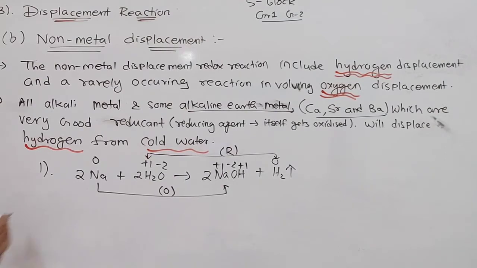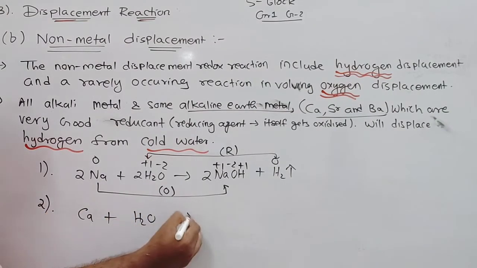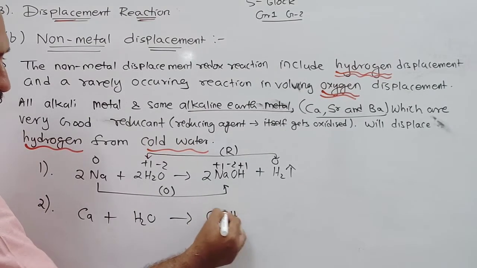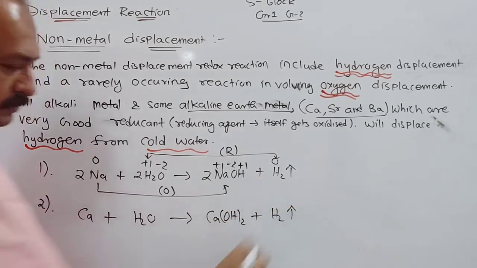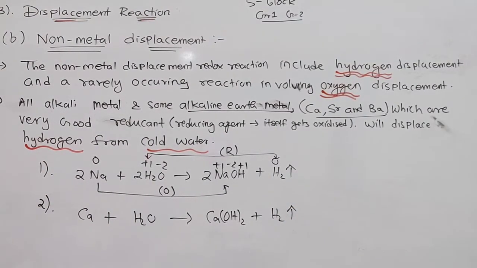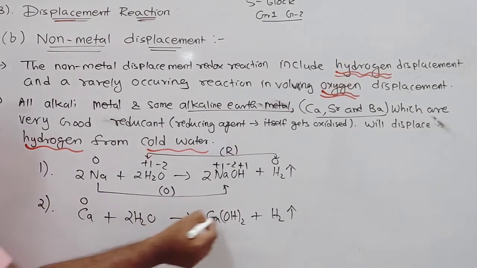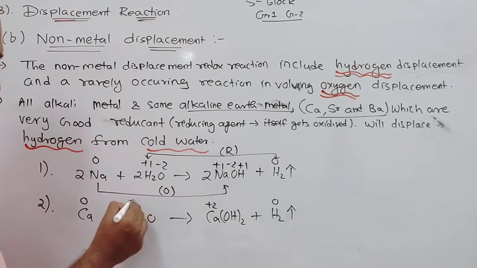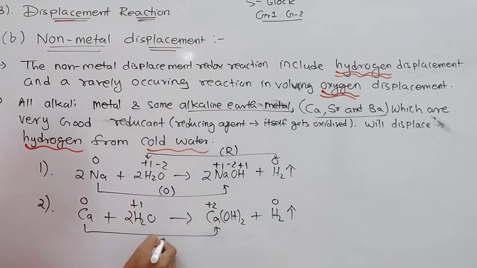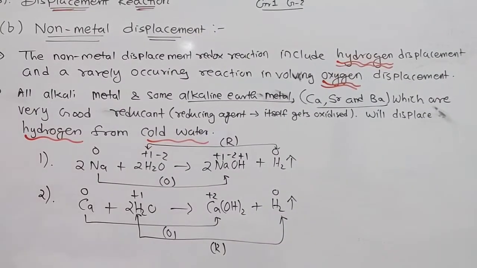Same way, the second example given in your book is about calcium. So Ca plus H2O gives Ca(OH)2 plus H2. Here we need to balance this. Now it is balanced. In this case calcium is 0, then plus 2, hydrogen plus 1 and then 0. So calcium is oxidized, and hydrogen goes from plus 1 to 0, so it is reduced. Understood this part? So this was about alkali metals.